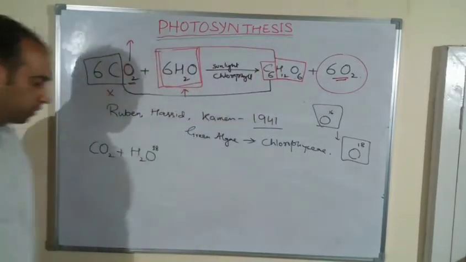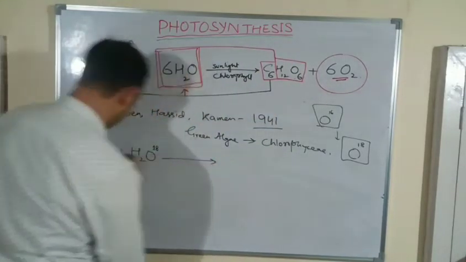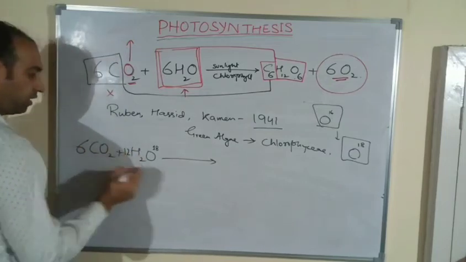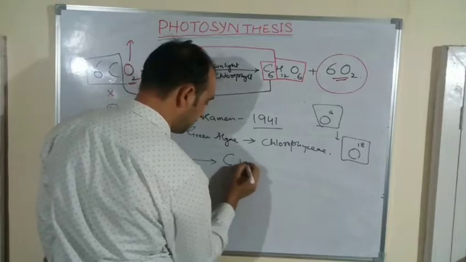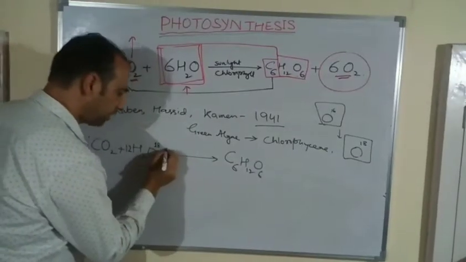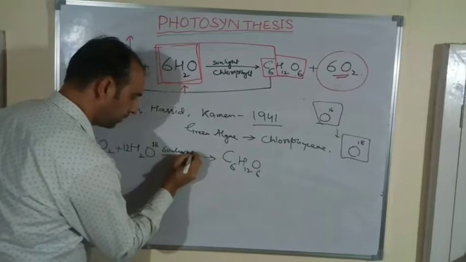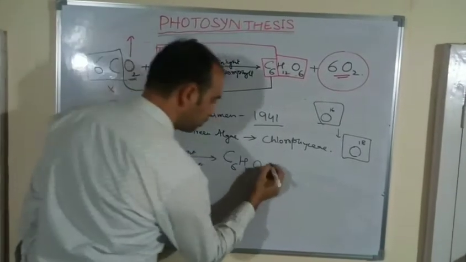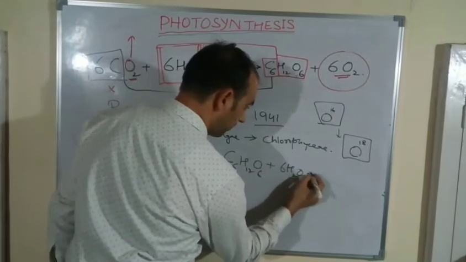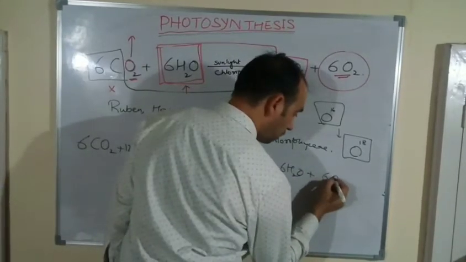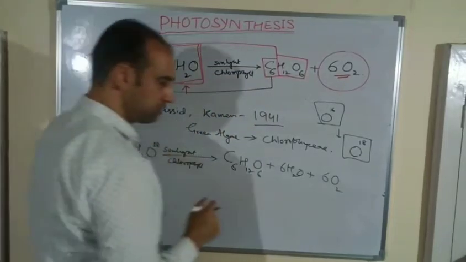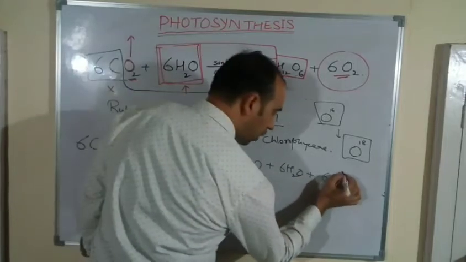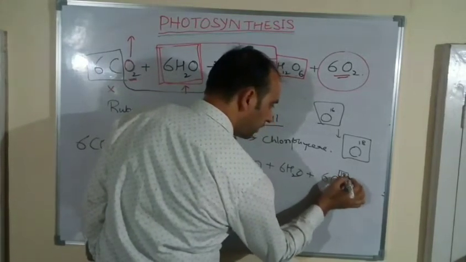During the process of photosynthesis, what happens? It is 6 times carbon dioxide plus 12 times water. It forms the carbohydrate, that is C6H12O6, in the presence of sunlight and chlorophyll pigment. And also here water is released as a byproduct. The oxygen which is released during photosynthesis, where they used the radio-labeled isotope, was radioactive.